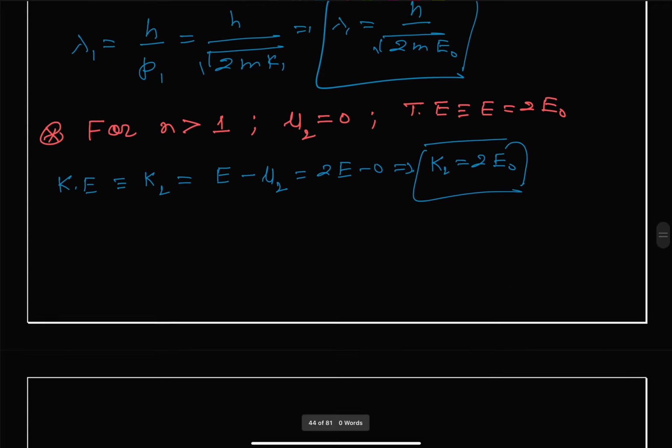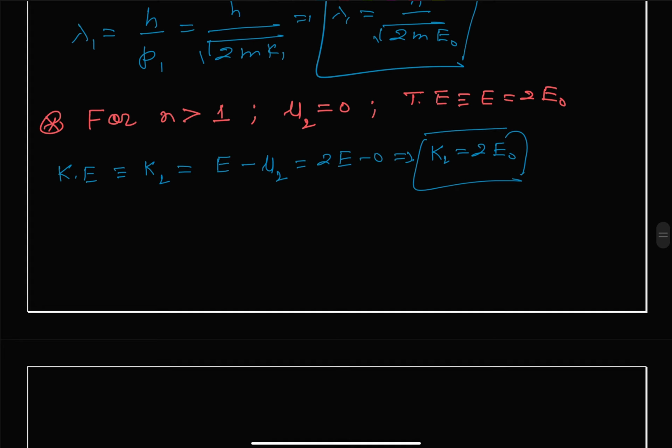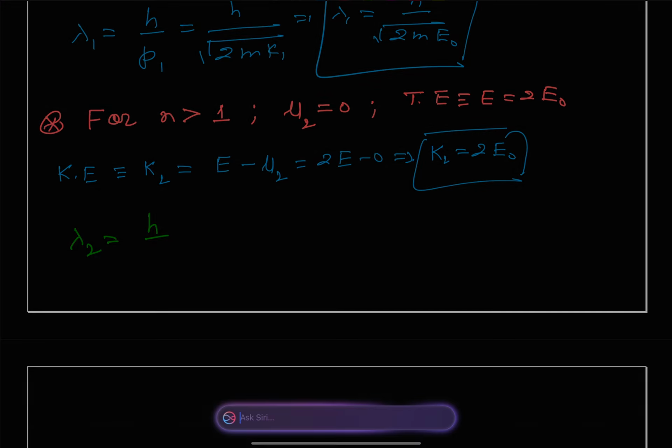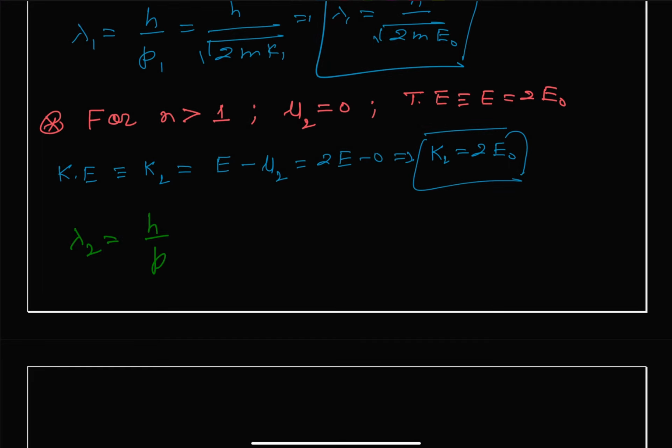Therefore, de-Broglie wavelength lambda 2 will be equal to h upon P2, which comes as h upon square root of twice m multiplied by kinetic energy K2. K2 is twice E naught, so we substitute it. We get this as twice m, and we have twice E naught and its whole square root. Now we can easily find out their ratio, lambda 1 upon lambda 2.